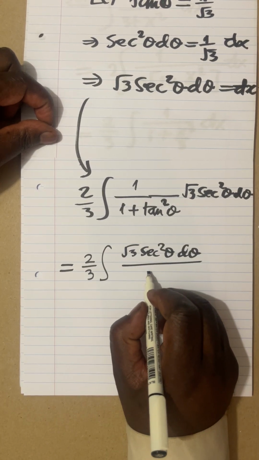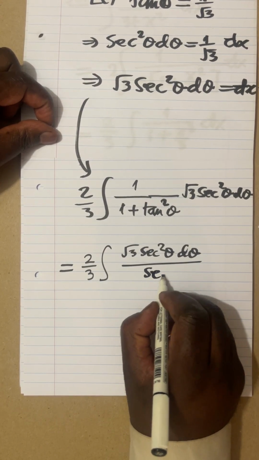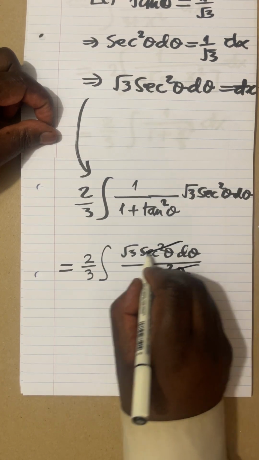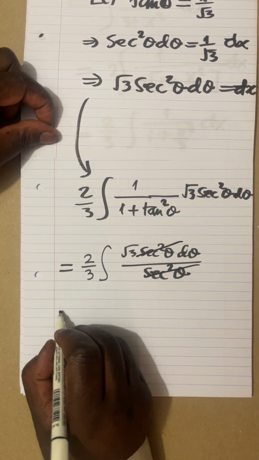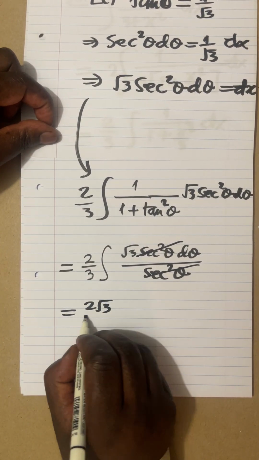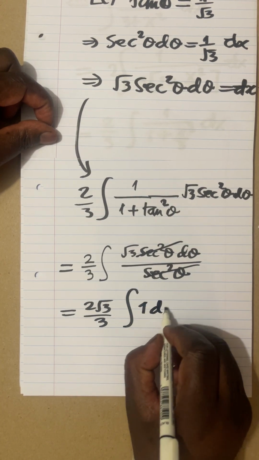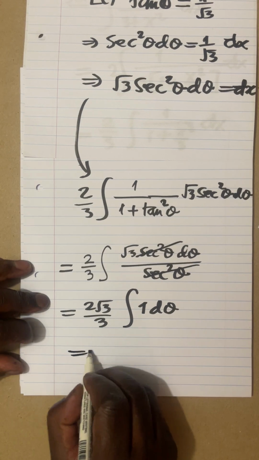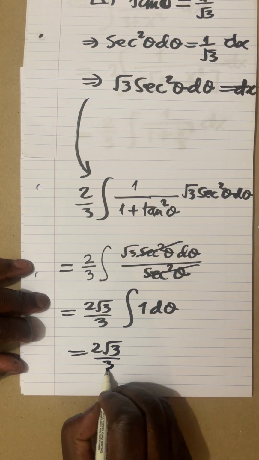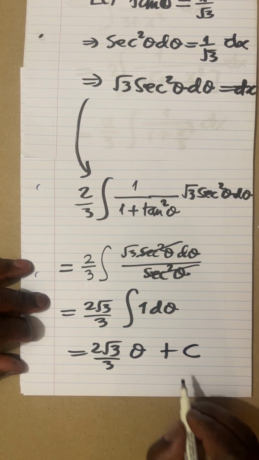I've just proved to you a couple of minutes ago that this is just sec squared theta, and these can cancel. And I take root 3 outside, so I'm going to have 2 root 3 all over 3. And what do I have? The integral of, remember, 1 d theta. And what is this? This is 2 root 3 over 3 theta, of course, plus a constant.